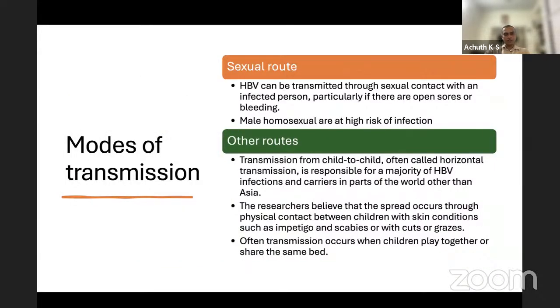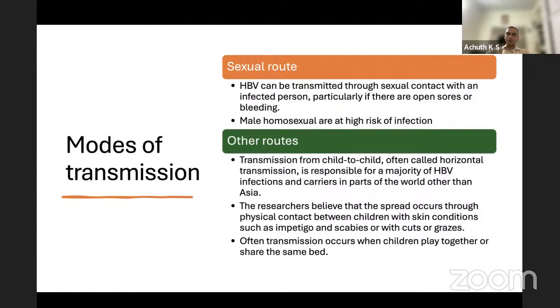The other route is the sexual route. HBV can be transmitted through sexual contact with an infected person, particularly if there are any open sores or bleeding. And who are at high risk? That is, male homosexuals are at high risk.